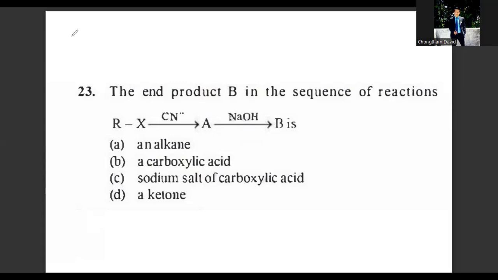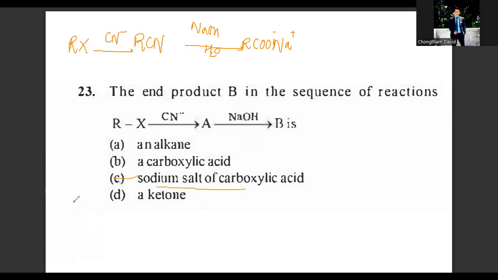So for you to understand clearly, let us rewrite the reaction. This is your haloalkane in the presence of cyanide. This now changes to alkyl cyanide. If you further react this with sodium hydroxide for hydrolysis, it will now change to a salt. Can you name this salt? Sodium salt of carboxylic acid. So 23 will be option C. Sodium salt of carboxylic acid. Fine.